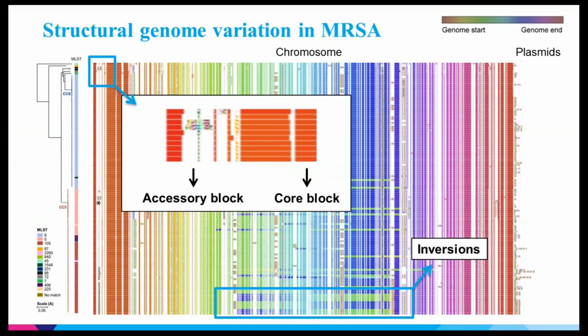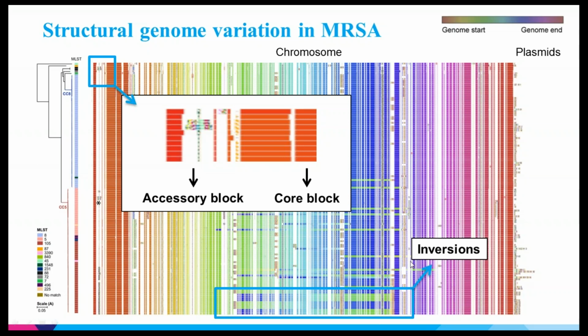So if you zoom in to the top left over here, you can see that the solidly colored blocks are core genome blocks. So those are elements of the genome that are conserved and that are found in all isolates. So they're prevalent and present throughout the MRSA tree. But we also see these accessory genome blocks, which are shown striped in this figure. And those blocks are present in only a subset of the genomes.